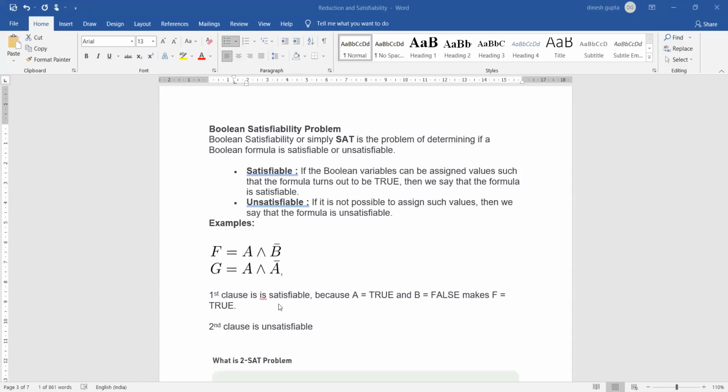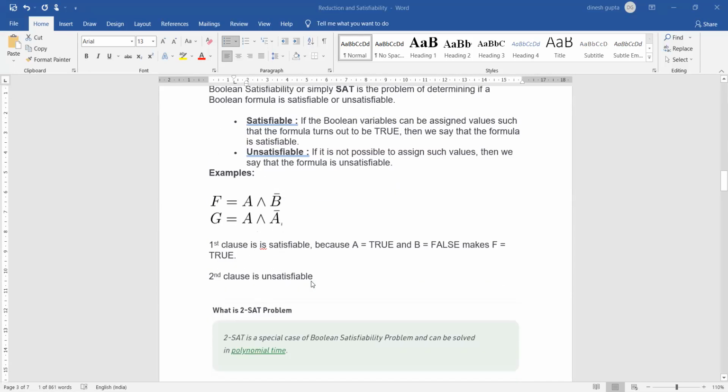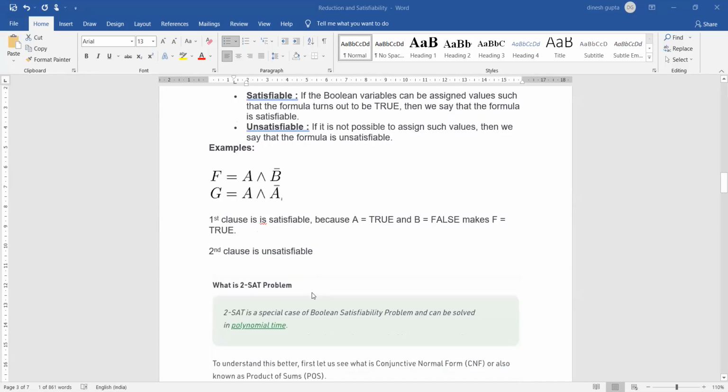So there are two examples. The second example says A and A naught. Is this satisfiable? A and A naught. It is unsatisfiable. It is not possible to create a satisfiability of this because बीच में and लगा हुआ है. If the value of A is 1, then A naught will be 0. And if the value of A is 0, then the A naught will be 1. So this is unsatisfiable. अभी तक हमने 3 सेट प्रॉब्लम देखी थी.